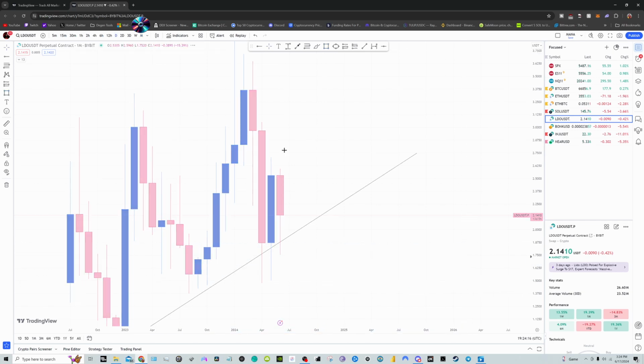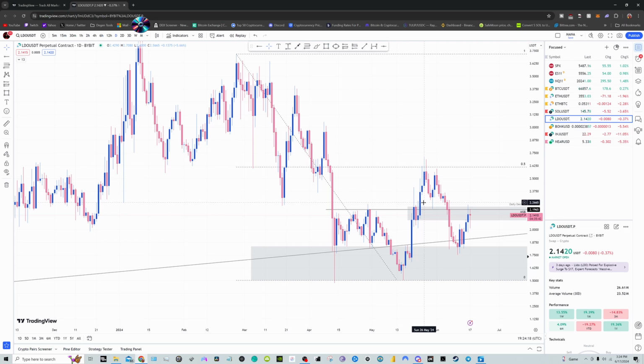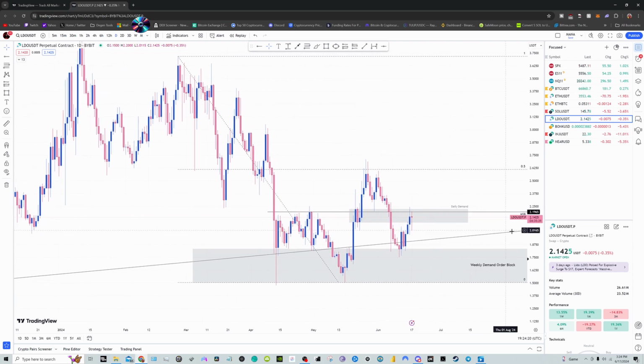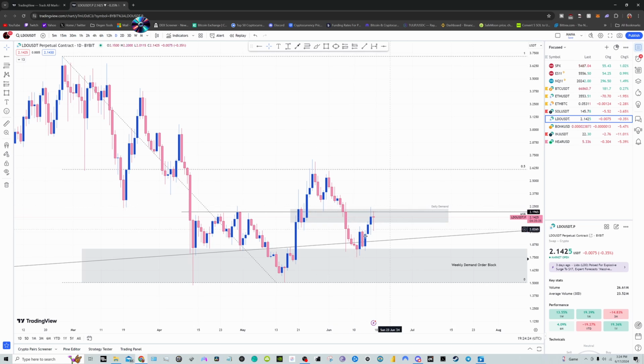I think this is one of those coins to keep an eye out for. We came into this daily demand though, and we're kind of rejecting right now, so we'll see. I would say if we do flip it, then we're just going to trade to around $3, $3.30.